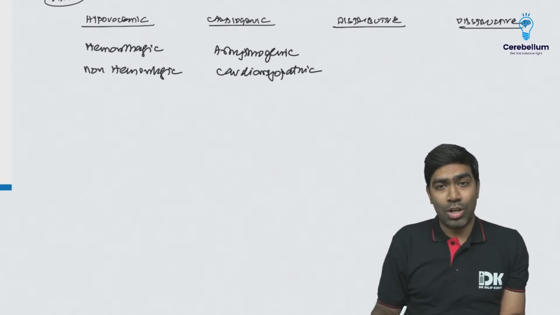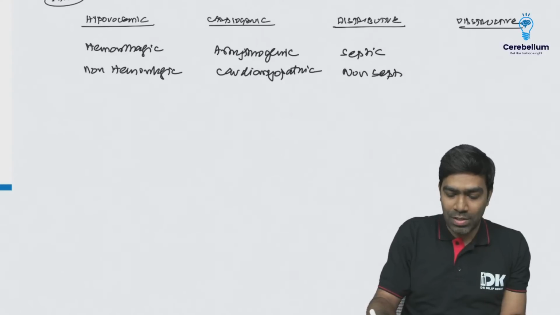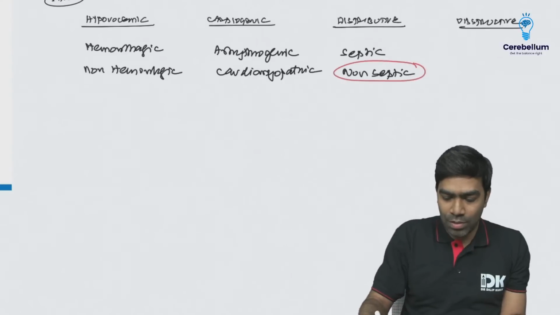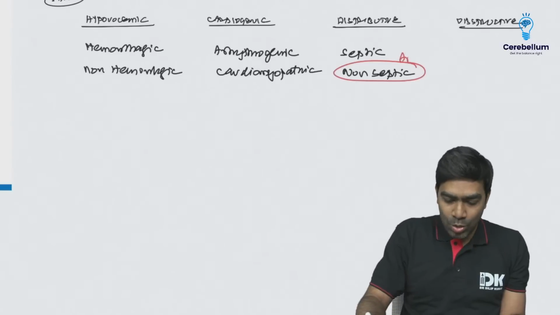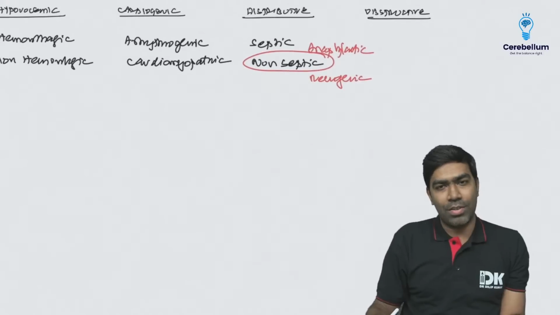Third is distributive shock. What are the types of distributive shock? We have septic shock and we have non-septic shock. Sepsis is due to infection. We know that. What are the non-septic causes of distributive shock? In that we have two types. One is called anaphylactic shock and we have neurogenic shock. And fourth, we have obstructive shock.